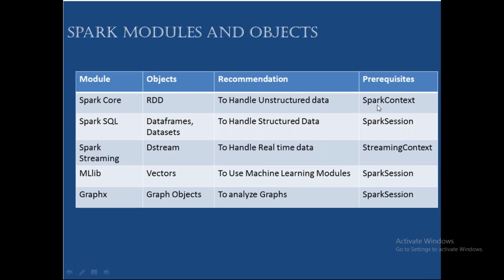To create RDD, we are going to use the Spark context. Next, we have something called the Spark SQL module. Here, objects are called data frames and data sets. There are two types of objects, but Python will support only one, that is data frames. The data set concept will not be there in Python.